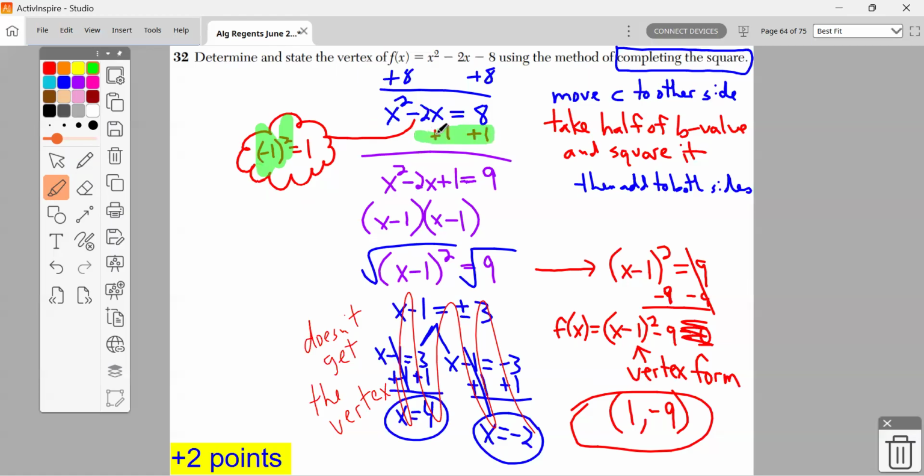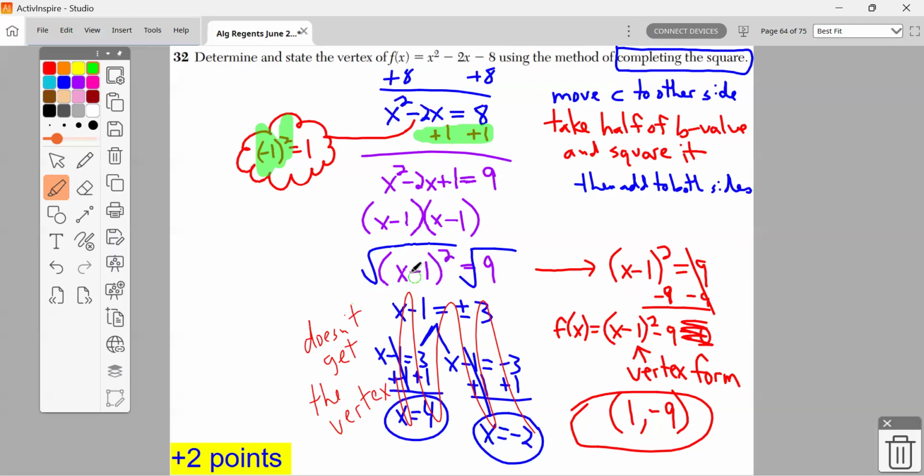We add it to both sides. So 8 plus 1 is 9. That creates this trinomial. Now we want to do reverse FOIL. What times what is 1, that adds up to -2? It is -1 and -1. -1 times -1 is +1. -1 plus -1 is -2. We can simplify that. Instead of x minus 1 times x minus 1, we can write x minus 1 squared.